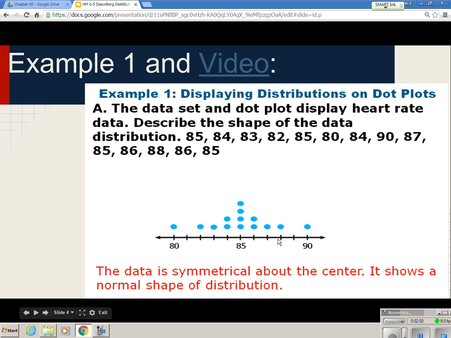Okay, so let's take a look at this set of data. The data set and dot plot are displayed here, a frequency table, or a line graph, line plot, sorry. And these are all of a heart rate. So when we look at the shape here, you can see that the shape is symmetrical from the center. Most of the information is right in the center and everything evenly spreads out. So we would call this a normal shape. I want you to put this example down in your notebook so you have an example of a normal shape.